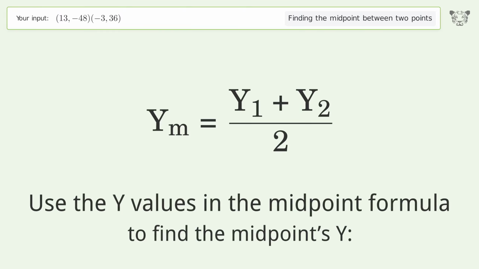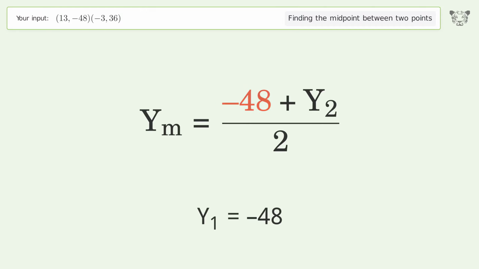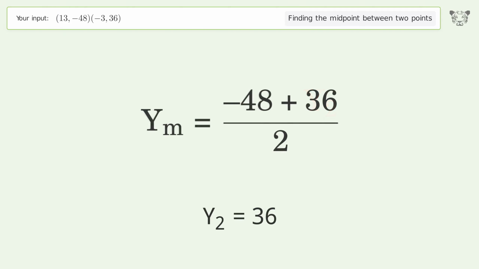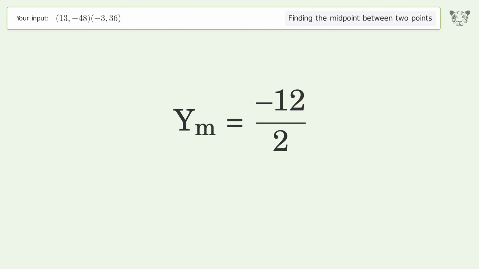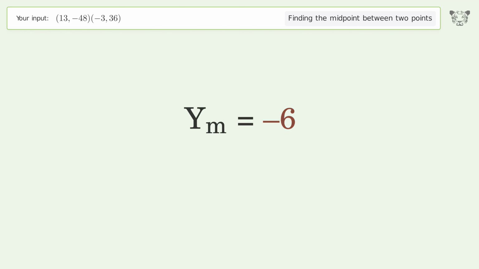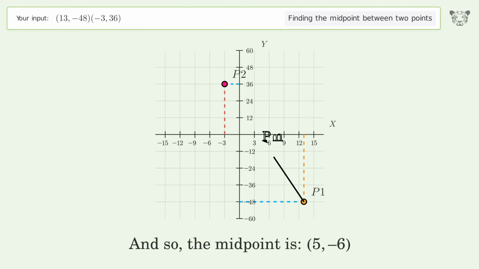Use the y values in the midpoint formula to find the midpoint's y. y1 equals -48. y2 equals 36. Simplify the arithmetic. And so, the midpoint is 5, -6.